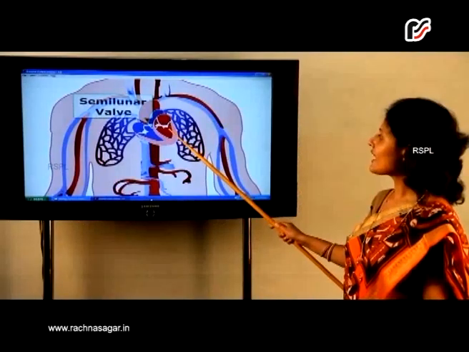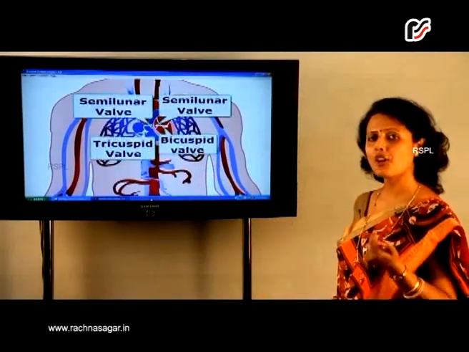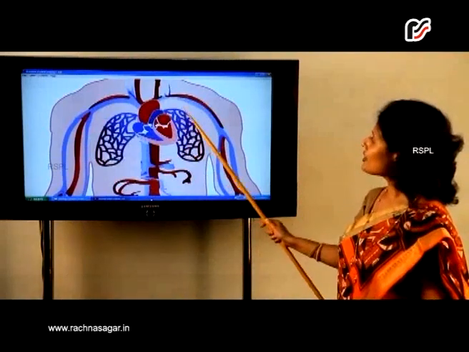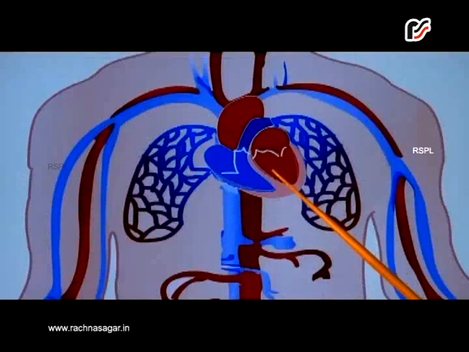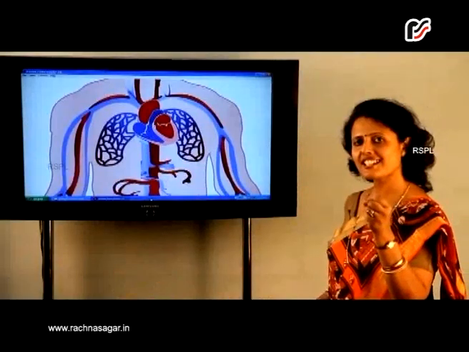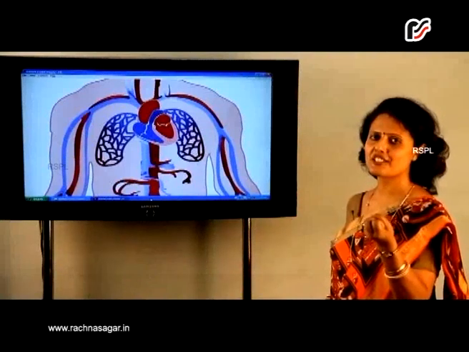But see children, the left side deals with pure oxygenated blood. Have a look, all the 4 valves were shown to you. This is the cardiac cycle on the making. The atria are contracting, next the ventricles are contracting.